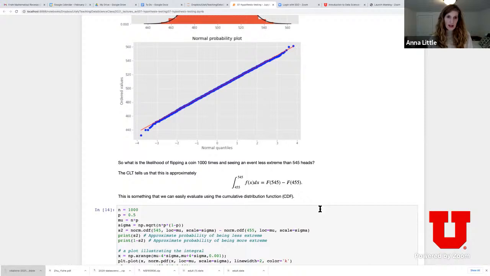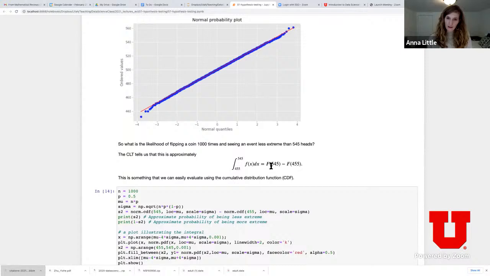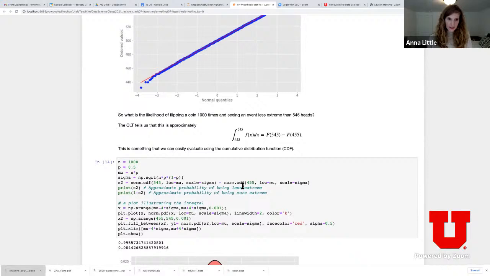Okay, so now if we want to actually compute the p-value, that's always a hypothesis test, to figure out what's the probability of getting something as extreme? We want to compute the area in the tails. Sometimes it's easier, however, to compute the area in the bulk and then just do 1 minus that. So if we do that, we can just integrate from 455 to 545 of our PDF, or the difference of the CDF.